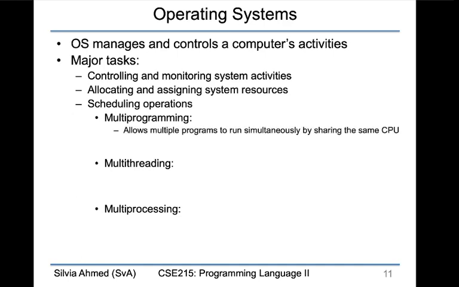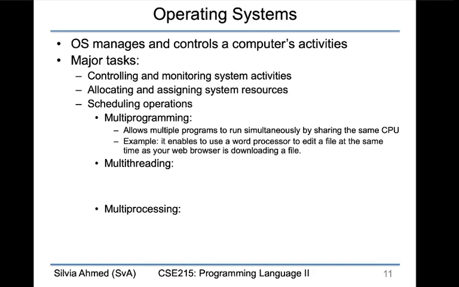Multi-programming allows multiple programs to run simultaneously by sharing the same CPU. An example is when you use a word processor, you are editing a file, and at the same time your web browser is downloading a file using the same CPU.